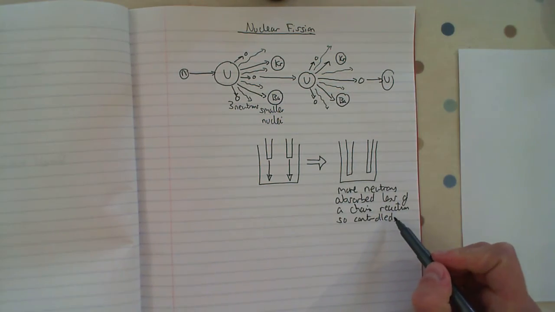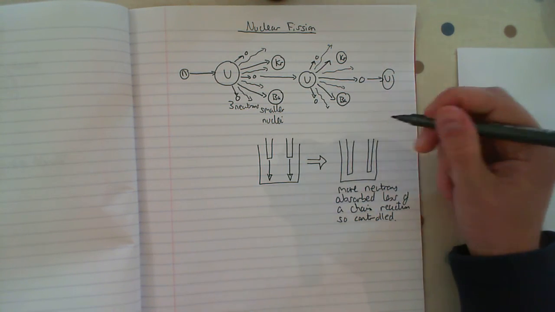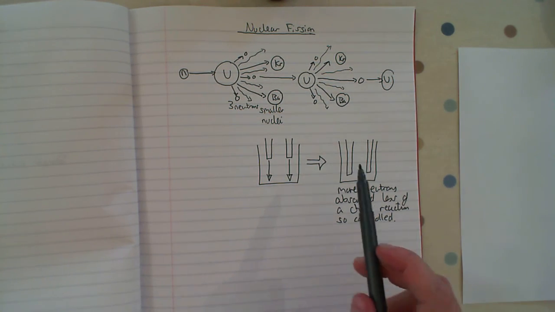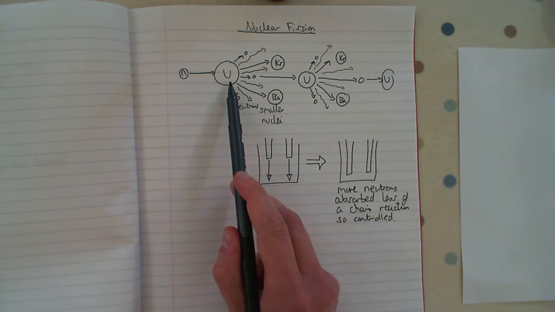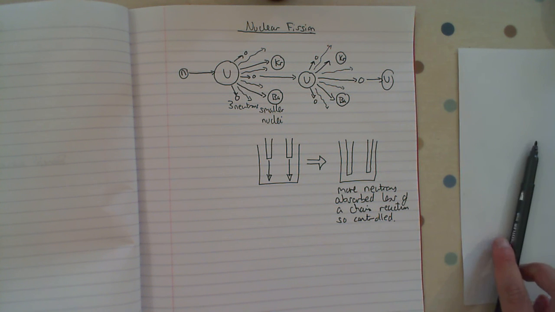And once it's under control, if we're not getting enough energy, we can pull the rods back out. Fewer neutrons are absorbed, so more neutrons can go and be absorbed by uranium atoms, which can then split into smaller nuclei, releasing more energy again. And that is nuclear fission, the splitting of nuclei, releasing lots and lots of energy.